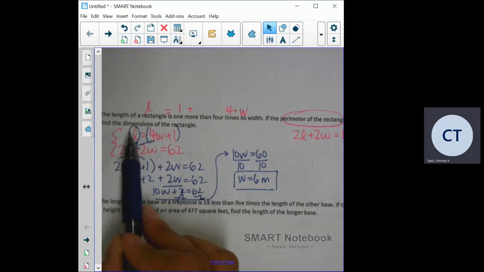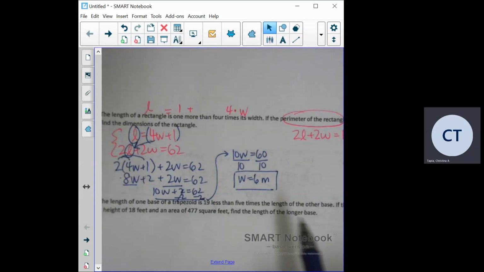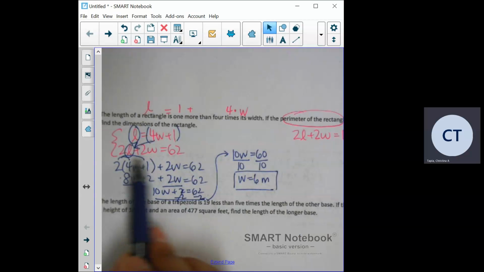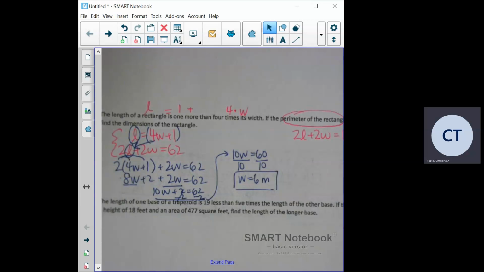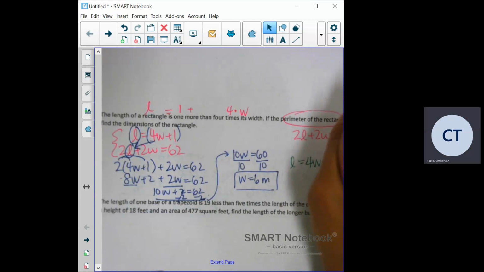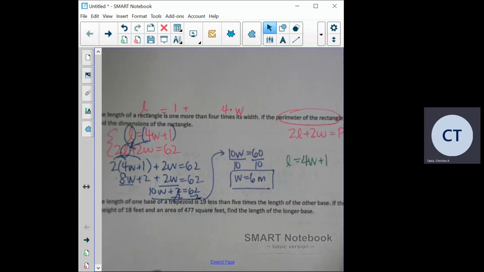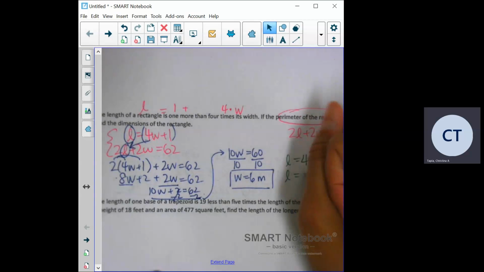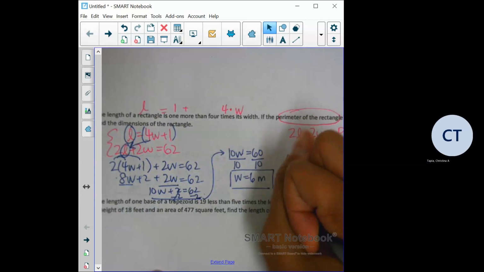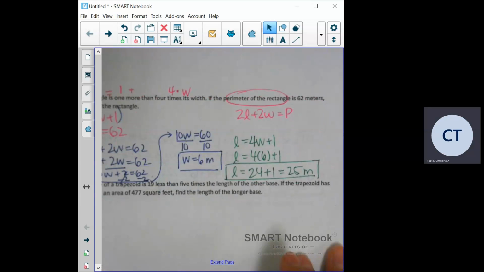Since it said for me to find the dimensions, I'm going to have to make sure to plug this back into either the original equation for the length or for the new equation, 2L plus 2W equals 62. And it's really not new, I just said that for some reason. So to find my length, I'm going to do L equals, I'm going to use 4W plus 1 because I don't want to have to really add or subtract anything and isolate variables. L is going to equal 4 times 6 plus 1. 4 times 6 is 24. And 24 plus 1 is 25. That's my length in meters.